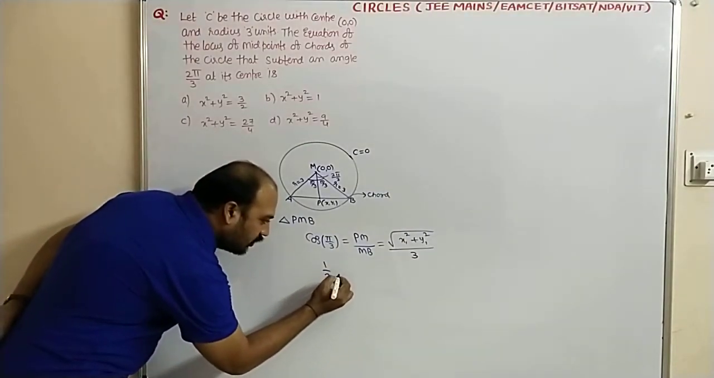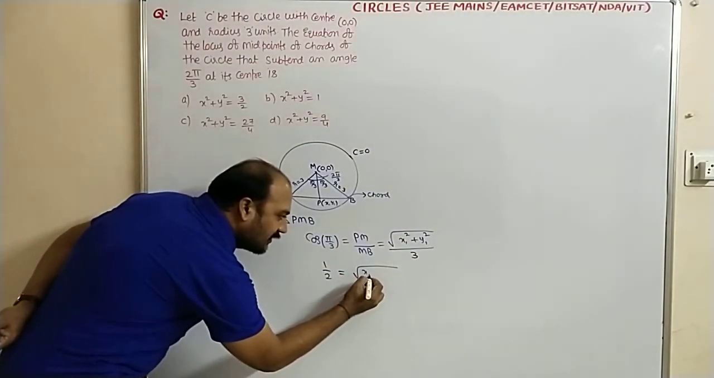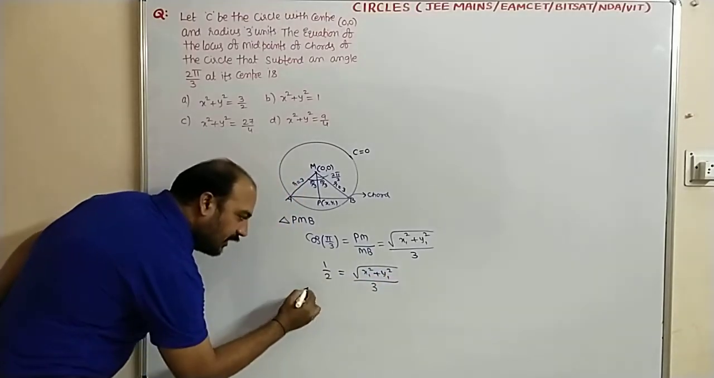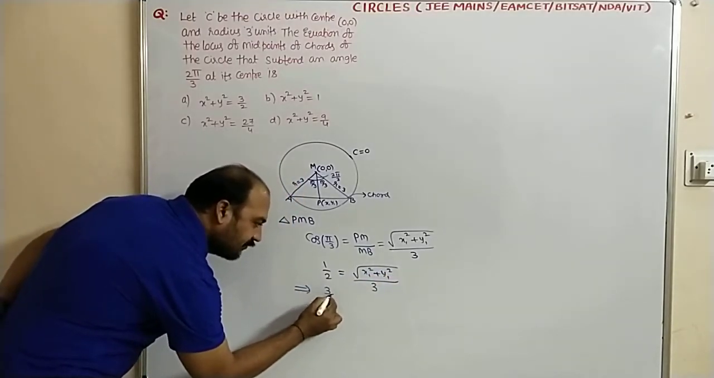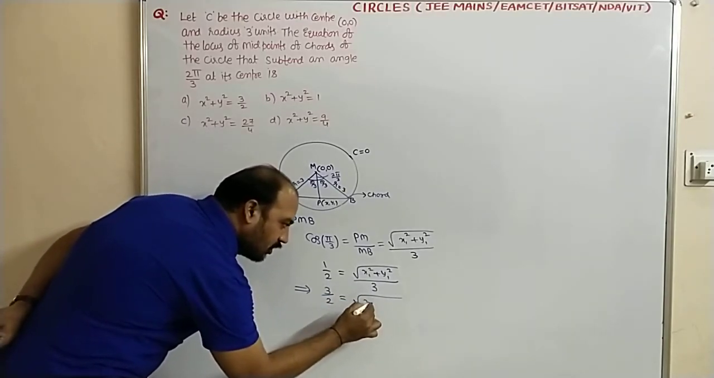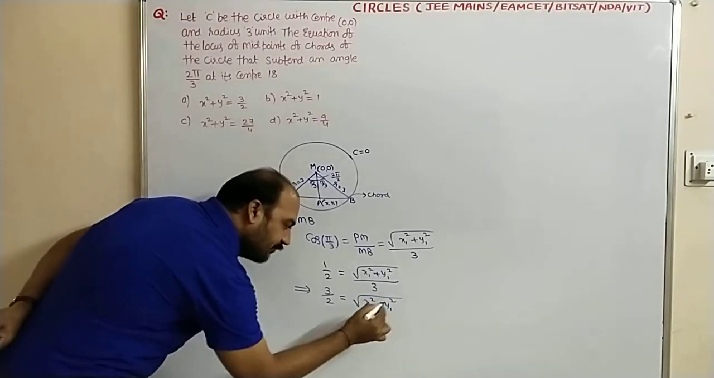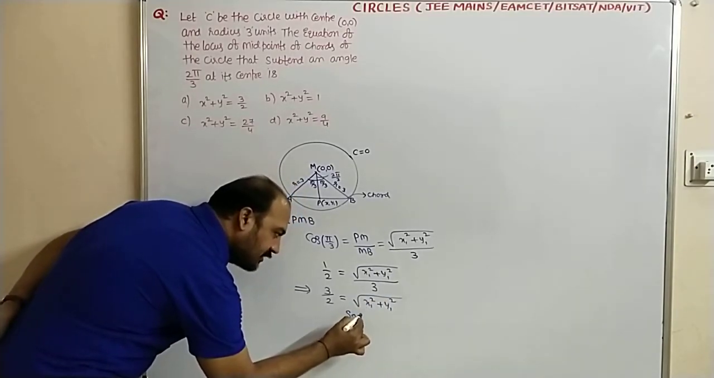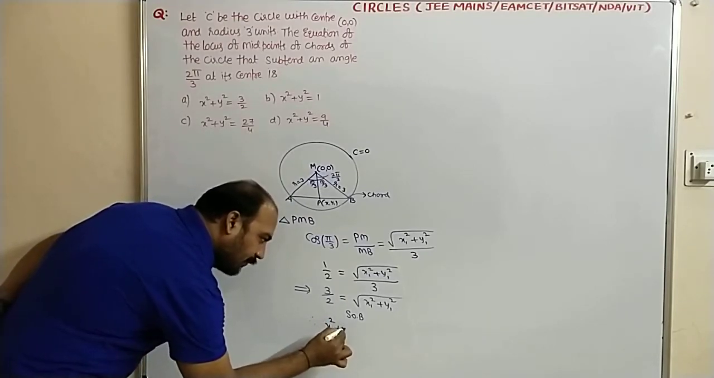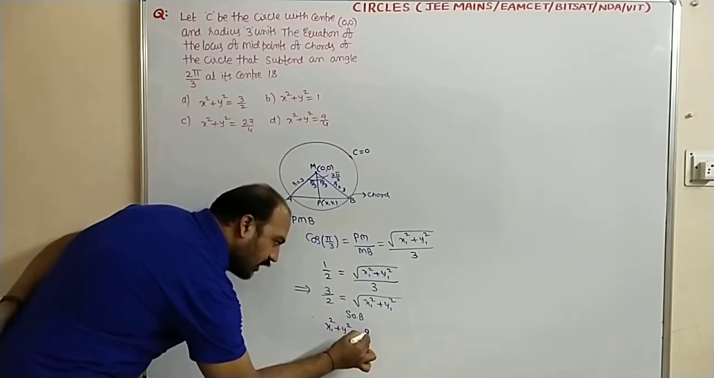So 1 by 2 equals square root of x1 square plus y1 square by 3. Cross multiplying, we get 3 by 2, and squaring on both sides, 3 by 2 into 3 by 2 equals x1 square plus y1 square. So x1 square plus y1 square equals 9 by 4.